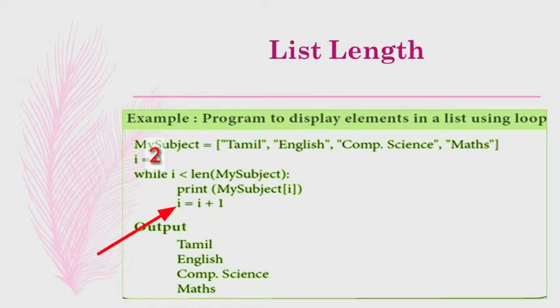And next, again update the value. So this I becomes 3. 3 is less than 4. This condition is also true. So print my subject value, that is Maths, on the output screen. And again update the value. So this I becomes 4. 4 is less than 4? No, this condition is false. Here you have to exit the loop. Okay. So this is the output.